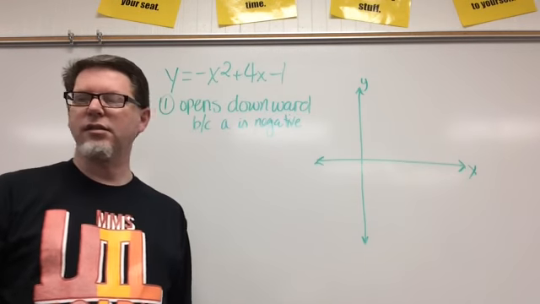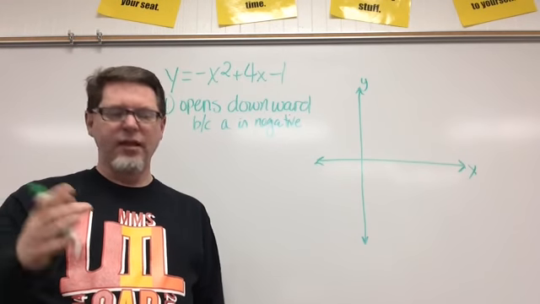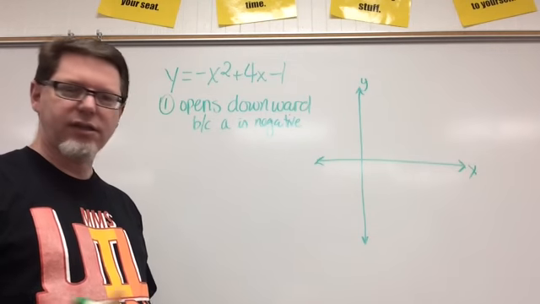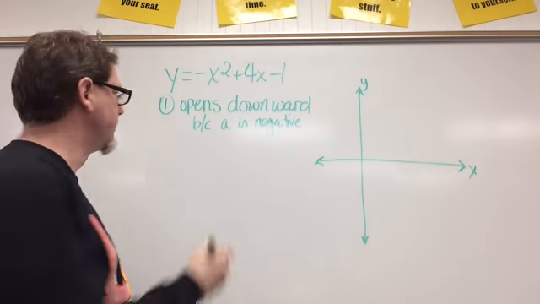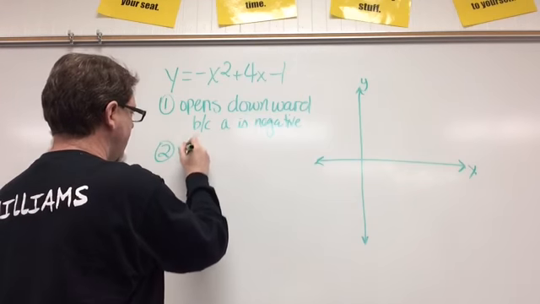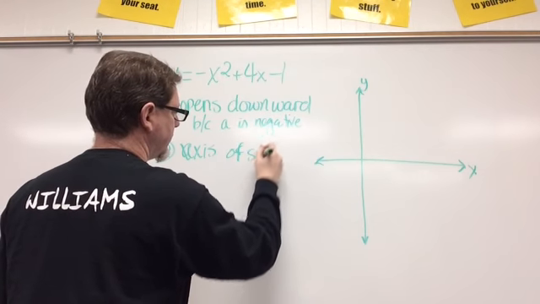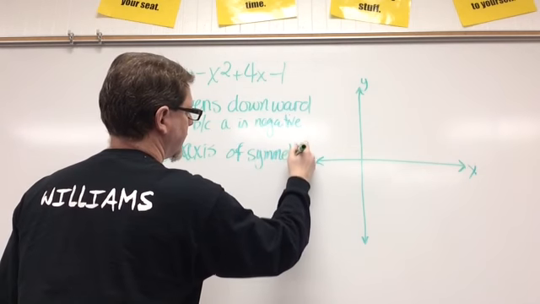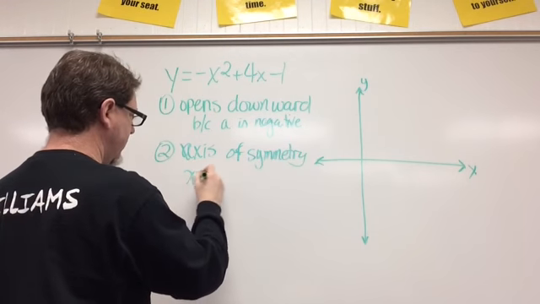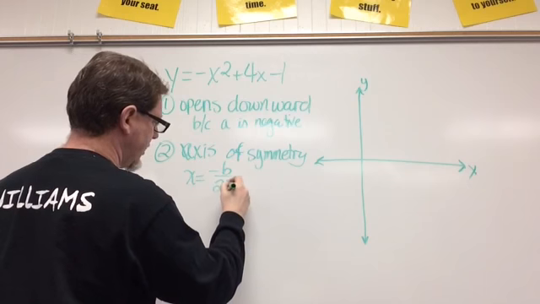So we know that this is going to open downward. Now the second thing that we're going to look at and pay attention to is we need to find the axis of symmetry. So number 2, our axis of symmetry is going to be x equals the negative of b over 2a.